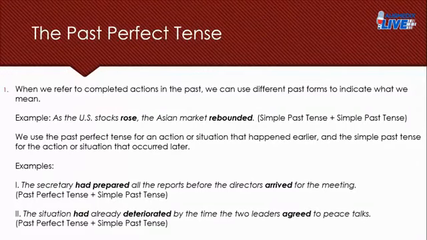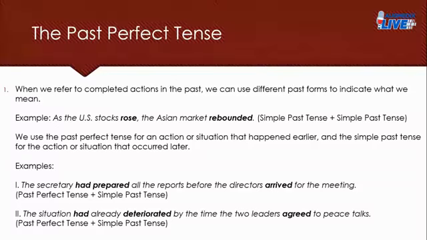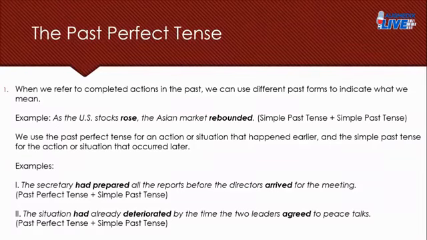Number two: The situation had already deteriorated by the time the two leaders agreed to peace talks. Here as well, you can see the situation had already deteriorated, and this deterioration took place before the two leaders agreed to peace talks. So the first, earlier event is said in the past perfect tense, and the subsequent event is said in the simple past tense. The situation had already deteriorated by the time the two leaders agreed to peace talks.